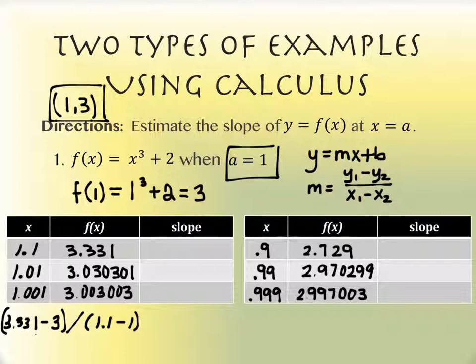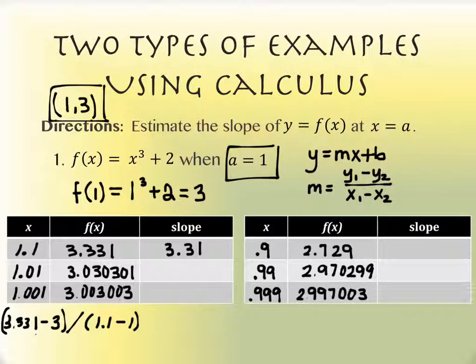And then you can use your calculator to put this in. So I'm starting with a parenthesis. I'm going to do 3.331 minus 3. Close my parenthesis. Division. Make sure you open the parenthesis on the second half. 1.1 minus 1. And close it. I'm going to hit enter, and this will give me the slope between the 2 points, one at x equals 1 and x equals 1.1. So the first slope is actually 3.31.